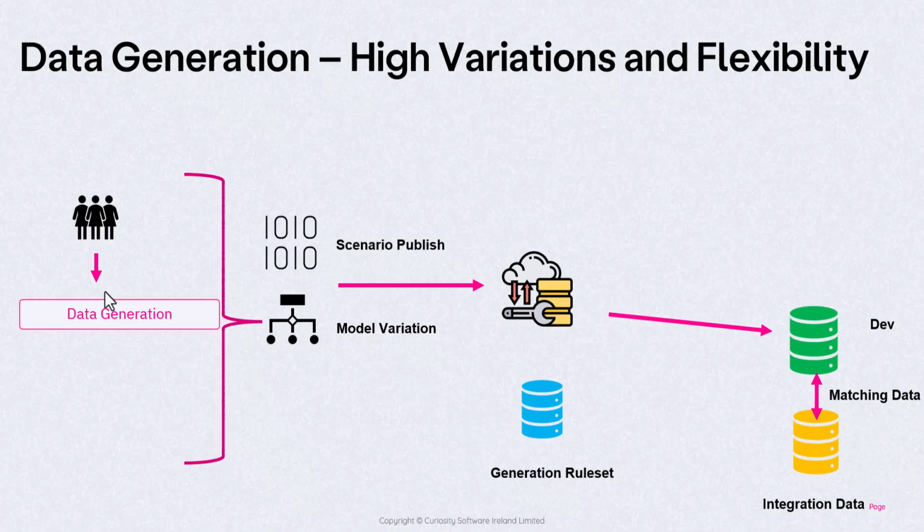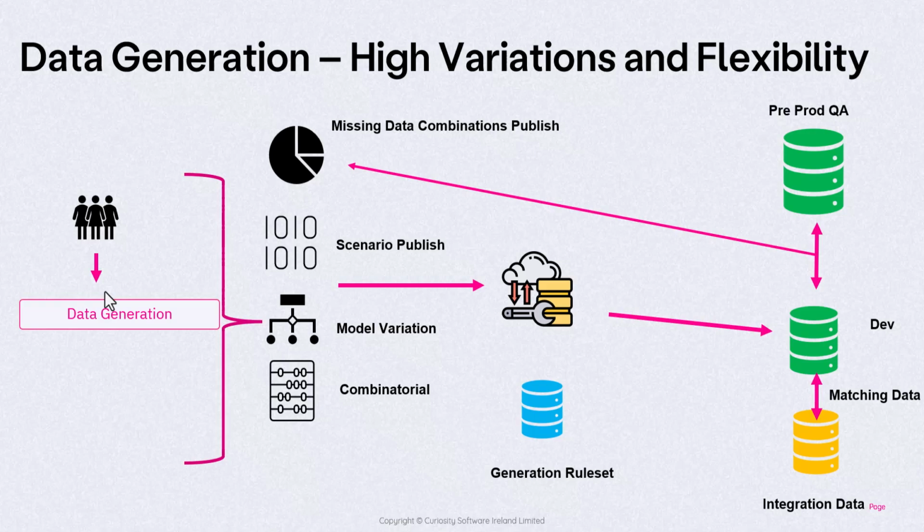Once you've got that scenario published, you can then create modeled variations of them, and that allows you to model out the potential business scenarios that you care about, and then create maybe many thousands of different varieties to push the data in, each one being unique. You can also then use the combinatorial, which will create you a less sophisticated version, but is quite good for certain different types of testing scenarios. Then finally, you can use the missing data combinations published to push the data into your development system by comparing it to your pre-prod or QA systems to see what's missing, and then create that data.